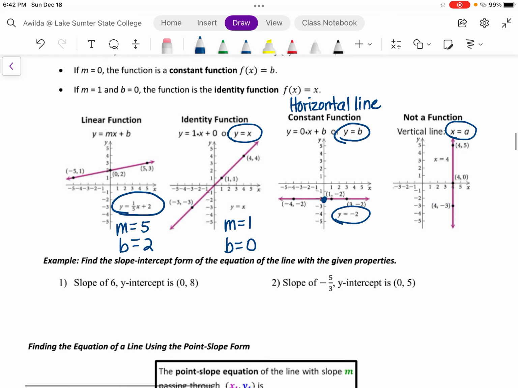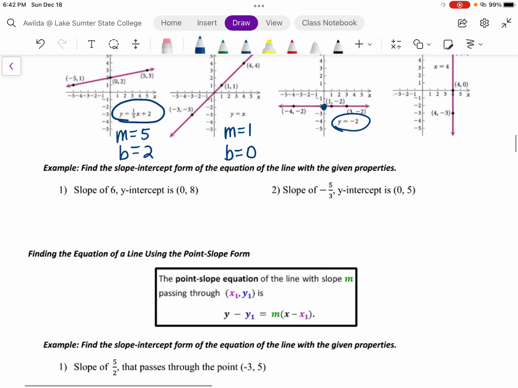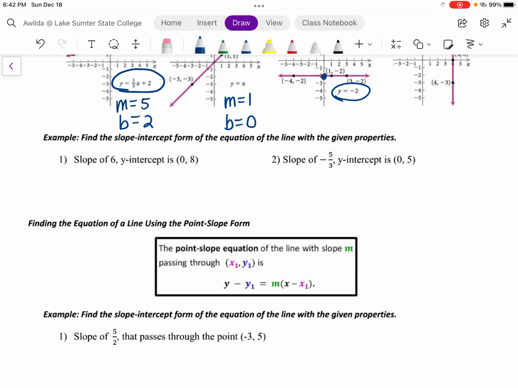Next, let's look at how to write the equation of a line if we know its slope and we know its y-intercept. In this next example, we have a line with a slope equal to positive 6, and the y-intercept is the ordered pair 0, 8. Note that a y-intercept is always going to have the form 0, b. All right, so the slope is equal to 6. That is the coefficient of our x term. And the y-intercept has a y-coordinate equal to 8. So our equation becomes y equals 6 times x plus 8.